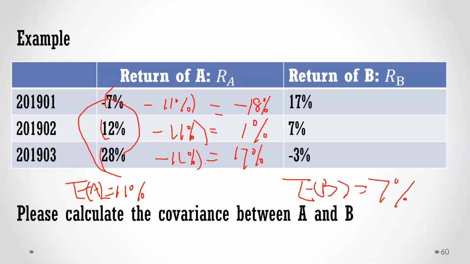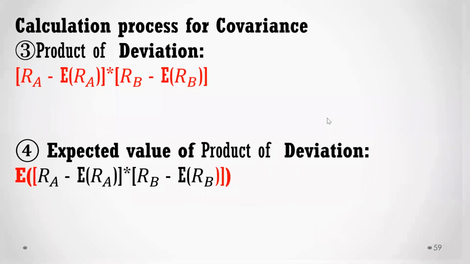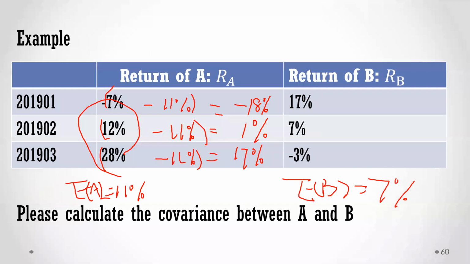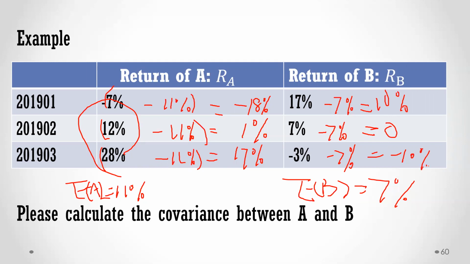You should be familiar with the deviation calculation because you calculate it a lot in the standard deviation calculation. So similarly, we calculate the deviation for B. We subtract 7%, subtract 7%. So this is outperform by 10%. So it's identical with the mean value. And this is underperformed by 10%. Okay, we have got the ingredients about the deviation of A and B.